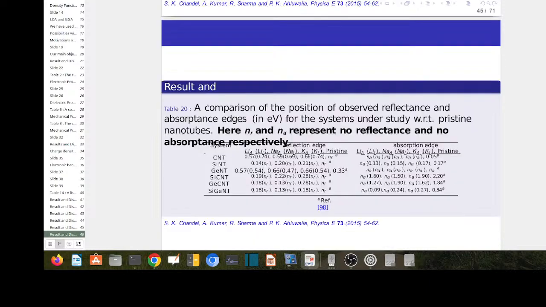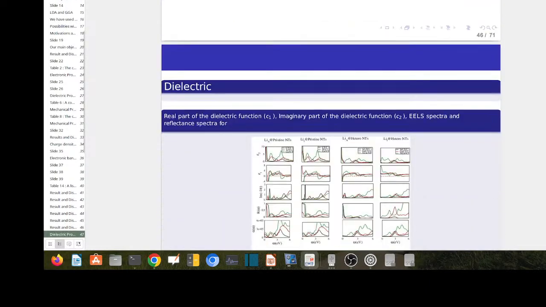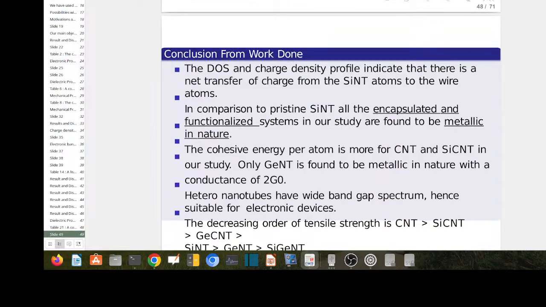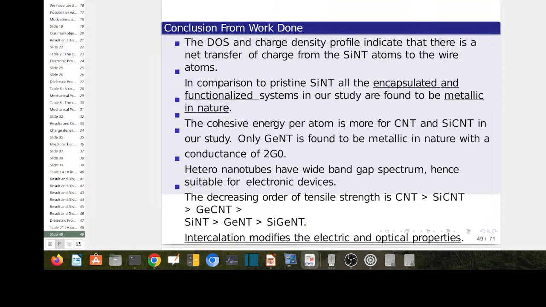So these are the values for reflectance as well as absorptions. So this is the conclusion of the work.